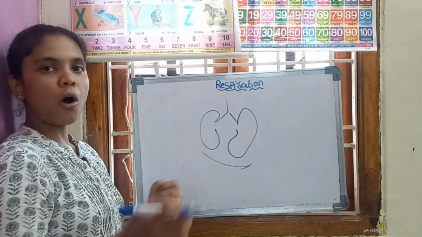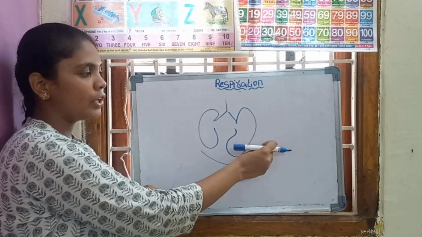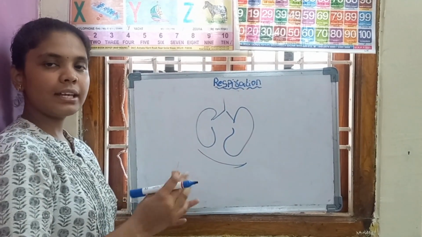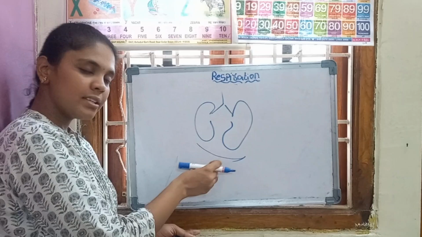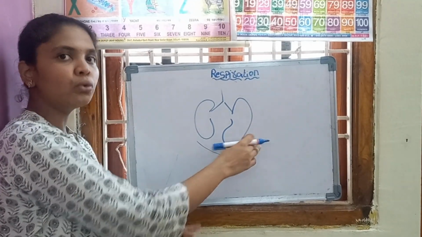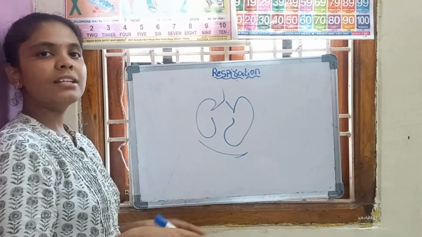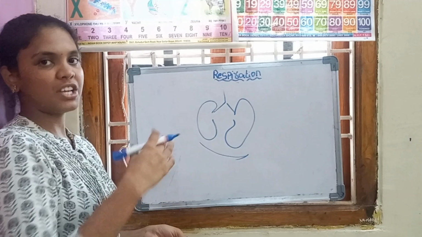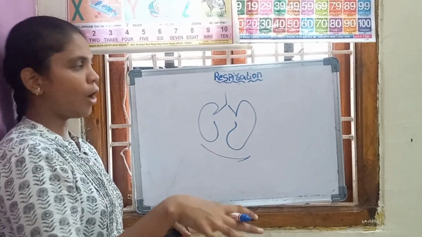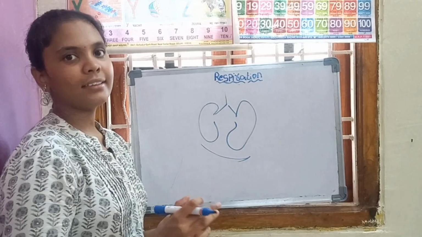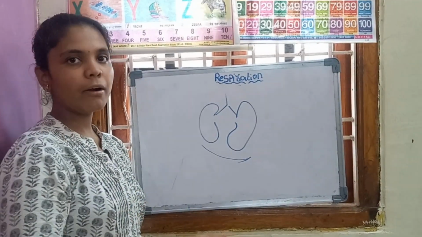With the contraction of the diaphragm and ribs, the volume increases, the pressure decreases, and inspiration takes place. When the diaphragm and the ribs relax, what happens? The volume decreases, the pressure increases, and CO2 goes outside the body. And that's it. I think you have understood respiration well.